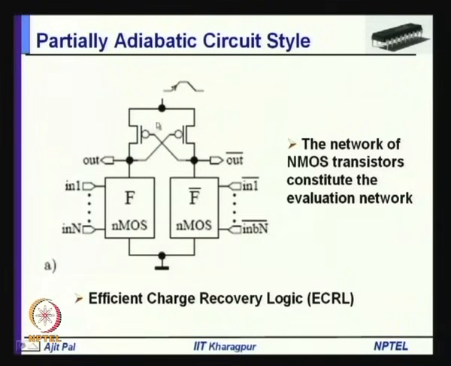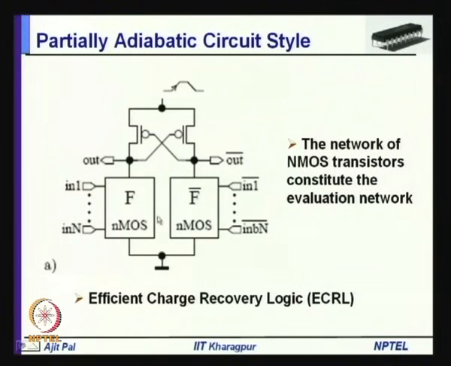Here you can see two PMOS transistors are connected back to back. In all of the partially adiabatic circuits, this type of cross coupling is used. Now, here you have two networks of NMOS transistors, one realizing F, another realizing F bar. So, the network of NMOS transistors constitutes the evaluation network. This is how you realize the energy charge recovery logic.